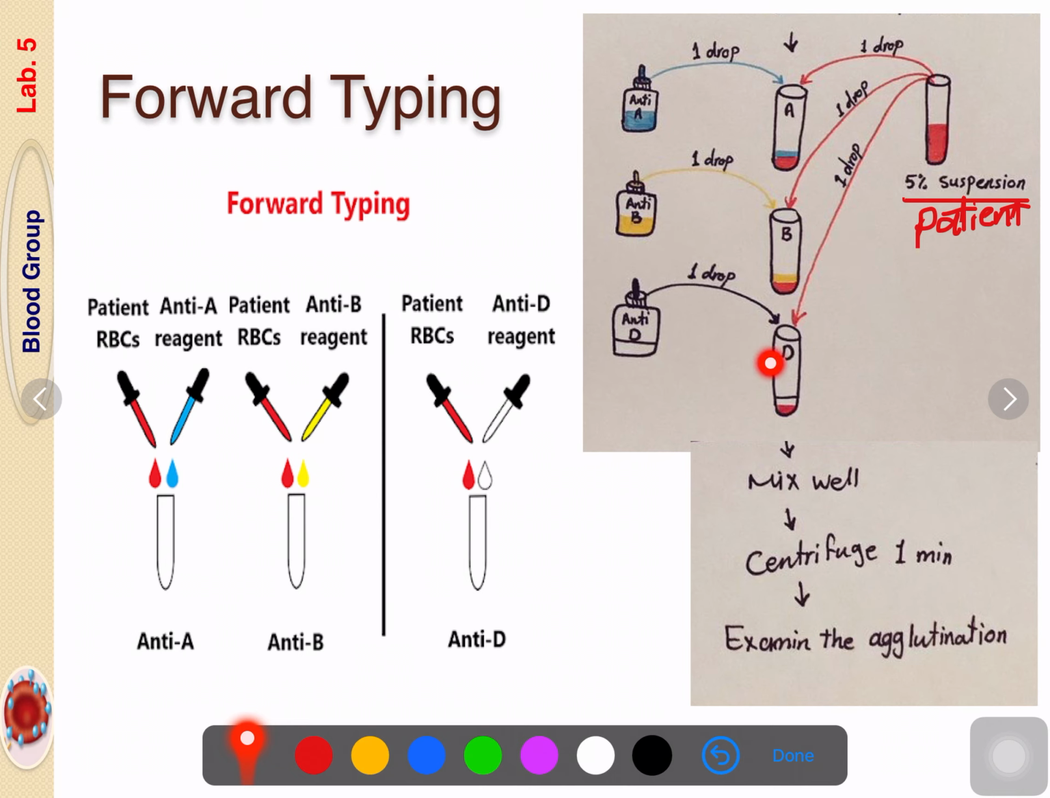And after mixing, you have to centrifuge them for about 1 minute and check agglutination. Okay, just like that. We have another picture here: patient red blood cell, washed red blood cell 5% suspension, anti-A, anti-B with the red blood cell suspension, and anti-D, and you'll check the result. For example, if you see the clumping here and clumping here, it means you have A positive. Okay, that's forward typing. What about reverse typing?